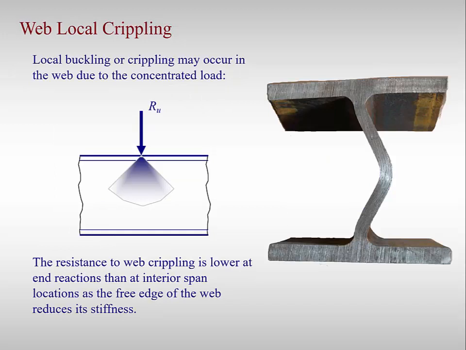Web local crippling is the second limit state for beam webs and concentrated loads we will look at. Under relatively large compressive forces from concentrated loads, the web of a beam may act like a column and buckle or crimple. Similar to web local yielding, the resistance to web local crippling is reduced at the end of a member due to the free edge.